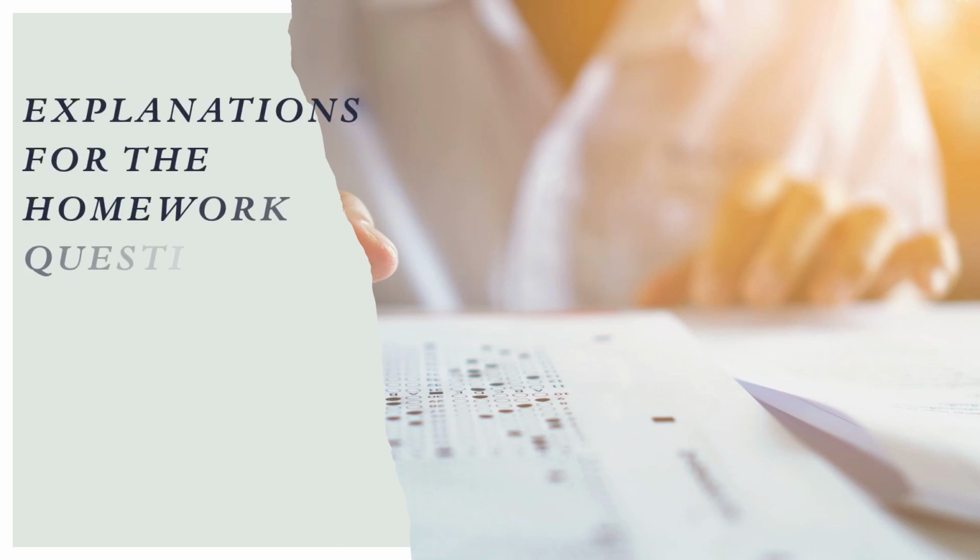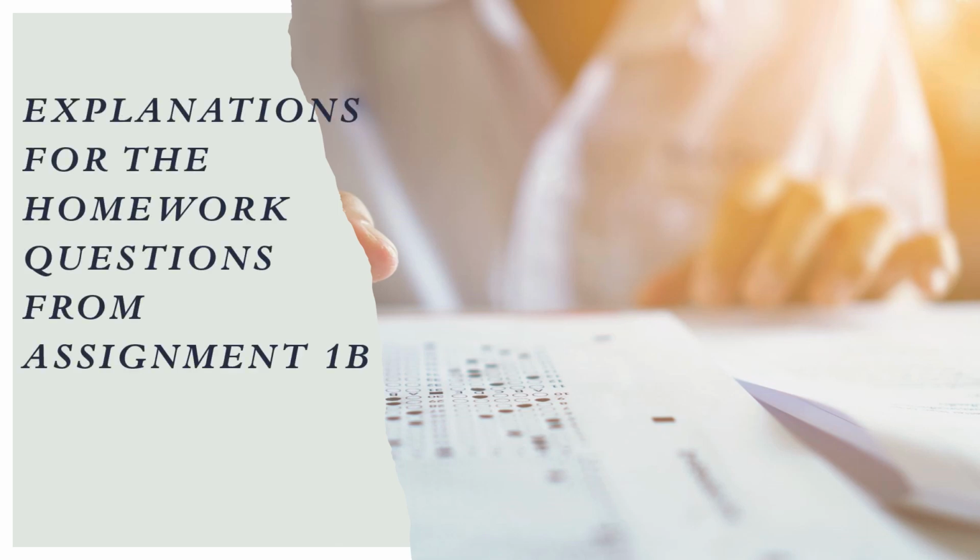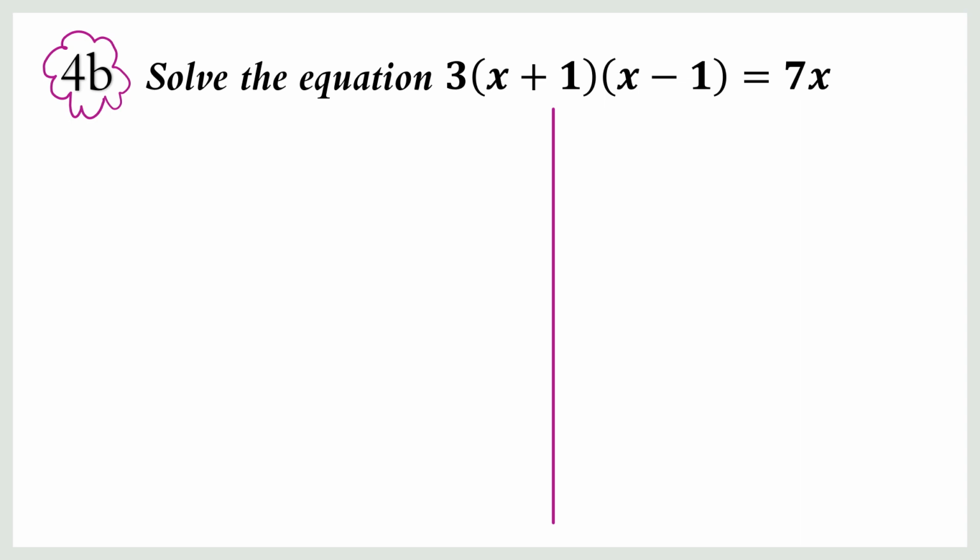Right, in this video, I'm going to provide the explanations for the homework questions from assignment 1B. Right, let's look at 4B. You're asked to solve the equations: 3(x + 1)(x - 1) = 7x.